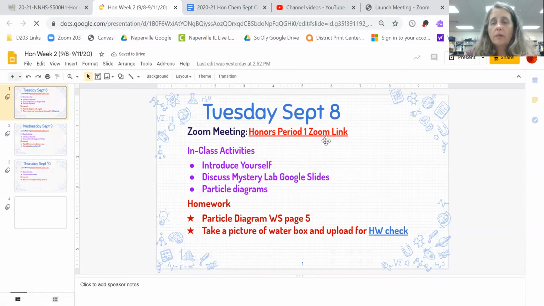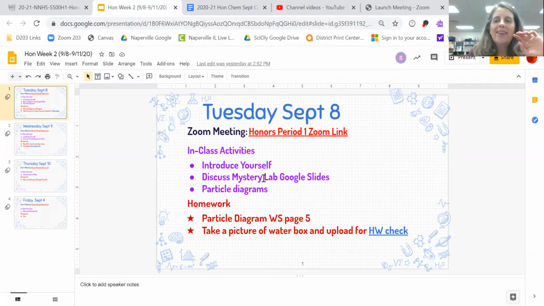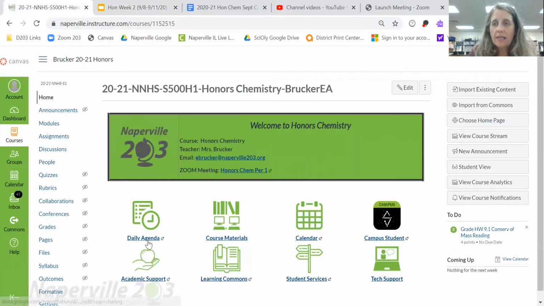This is where we have the in-class activity, which is what we are doing in Zoom synchronously. And then the homework is what they have to do when they are not working with me. That's always going to be on the front slide for them to get to.